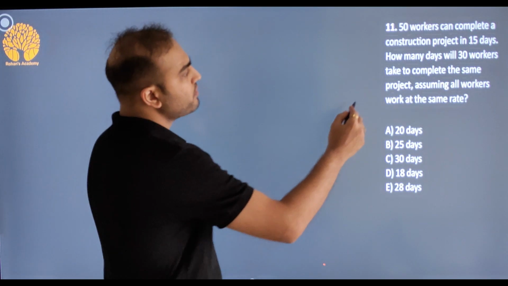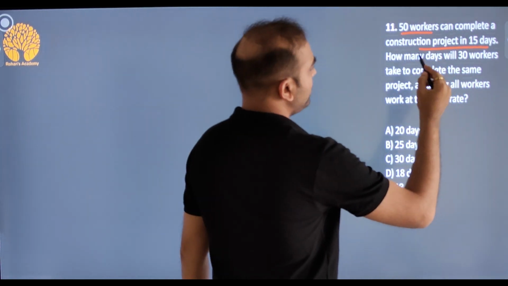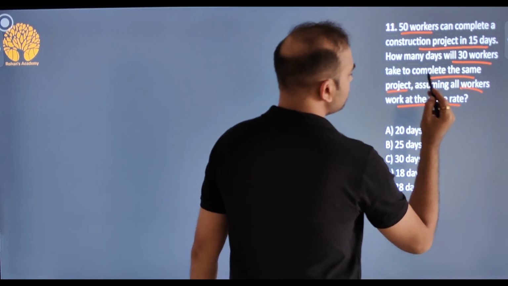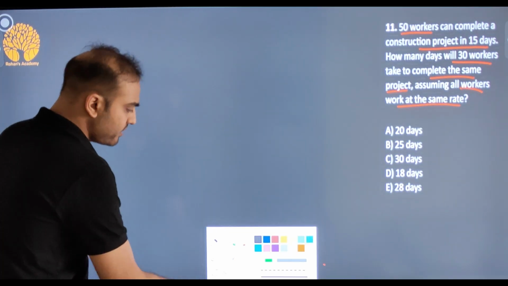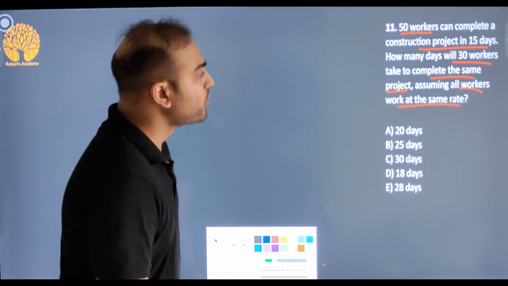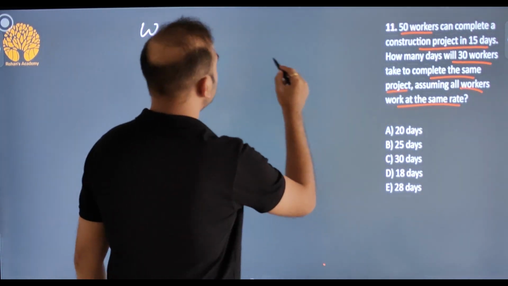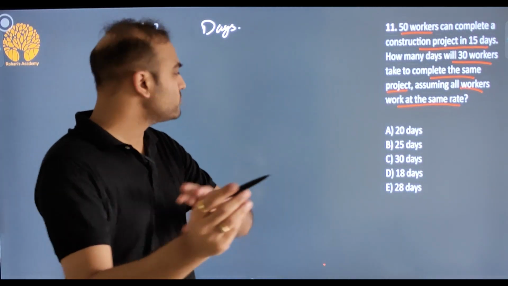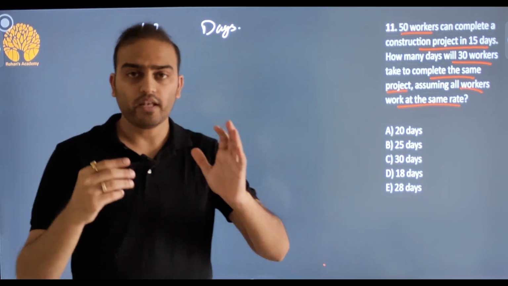Alright, interesting question. We have 50 workers completing a construction project in 15 days. With 30 workers, same project, workers work at the same rate. So this is that NRT thing. As I said, think about the relationship between variables. What are the variables given? We have workers and we have days. Now, don't just do unitary method cross multiplication. Don't just jump into it. Take your time.